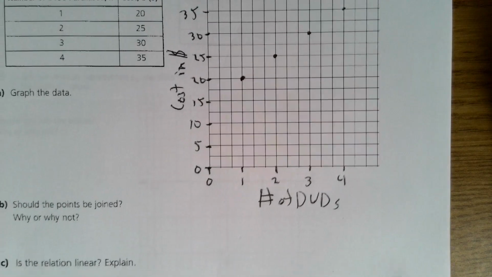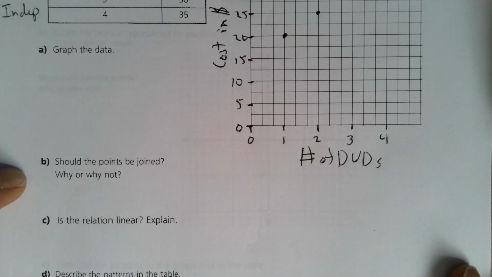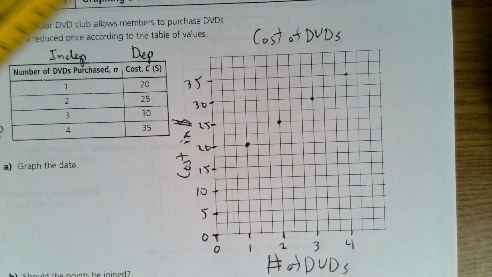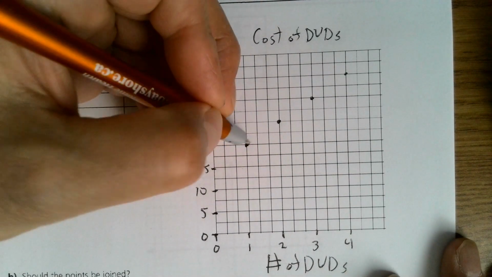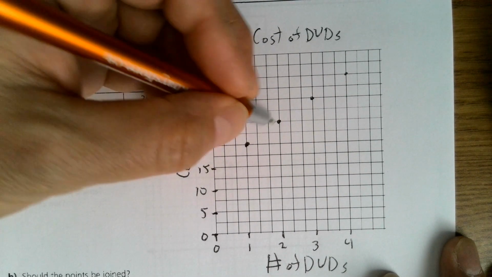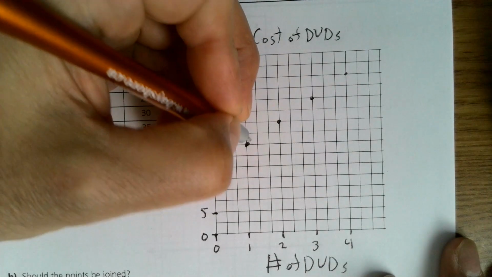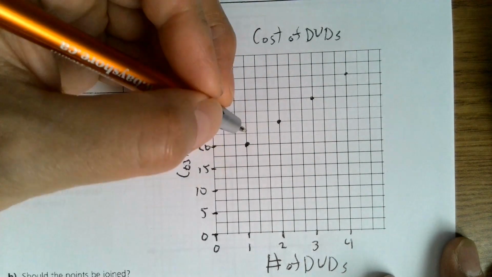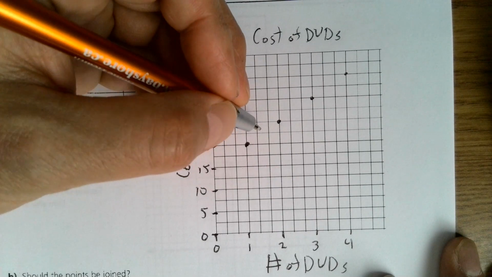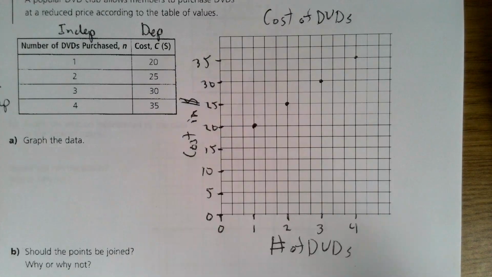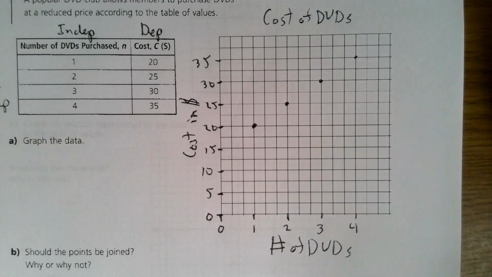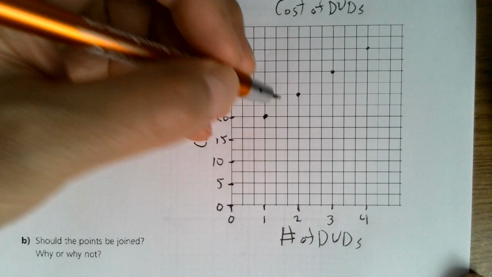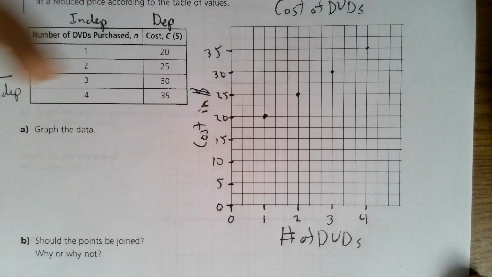Okay, B. Should the points be joined? Should I take my ruler and draw a line through these points? Well, you remember that if I were to draw a line between these 2 points, it would mean that we're drawing that line instead of drawing in all the infinite little decimal points in between. So for example, there might be a point at 1.5 DVDs for $22.50. Can I buy 1.5 DVDs for $22.50? No, I can't buy half a DVD, so I shouldn't have a point here at 1.5, $22.50, and obviously I shouldn't have any of the other parts of a DVD points either.